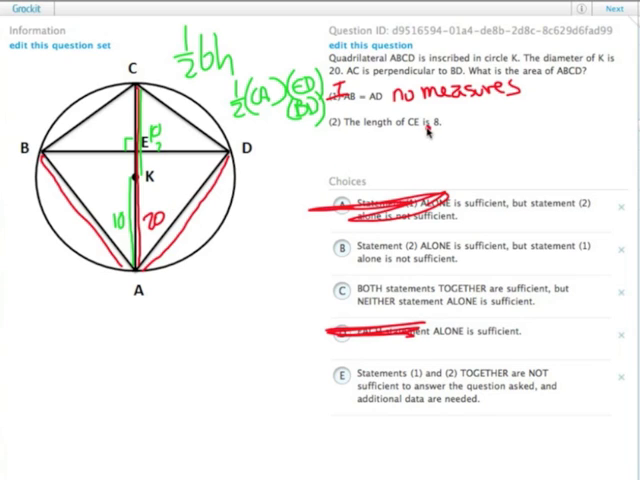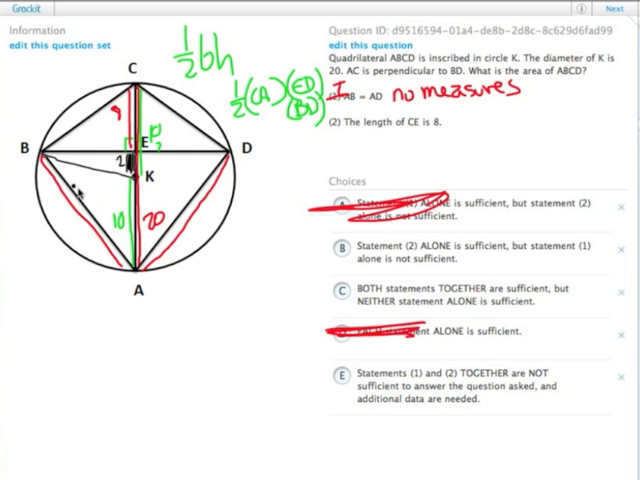Statement 2 tells us that the length of CE is 8. So if CE, this length, is 8, then EK here is 2. The reason that's handy is then we could actually draw a third triangle in here. Once we can figure out what ED is, we have a much easier time.